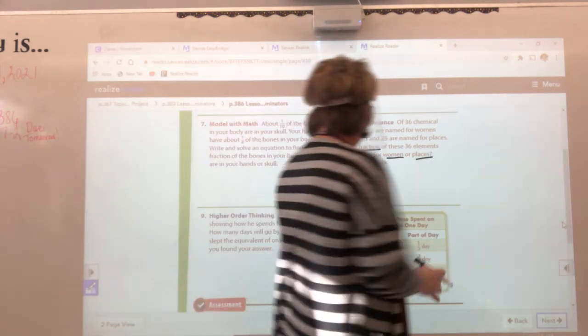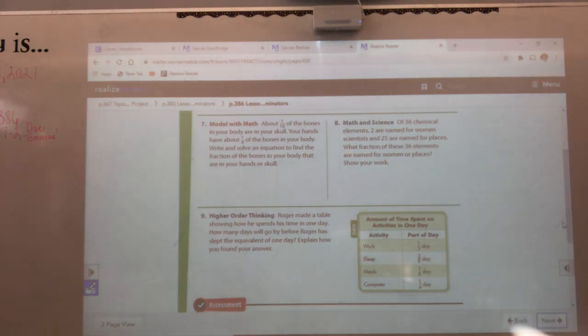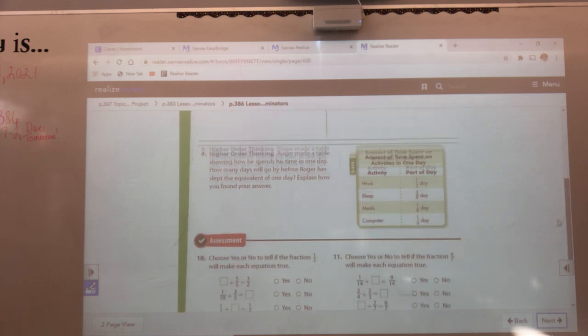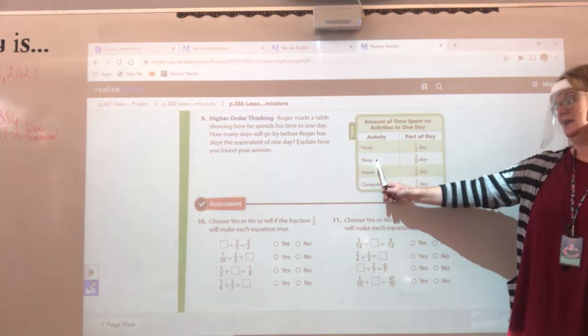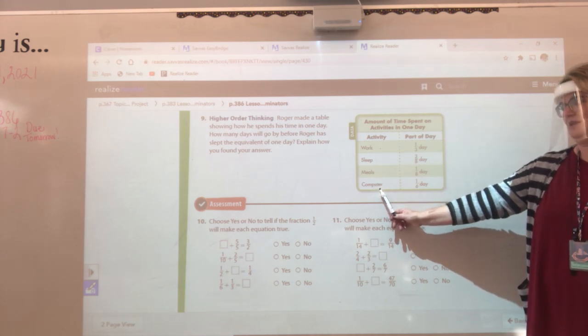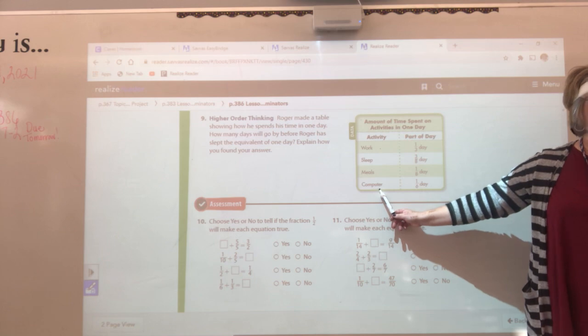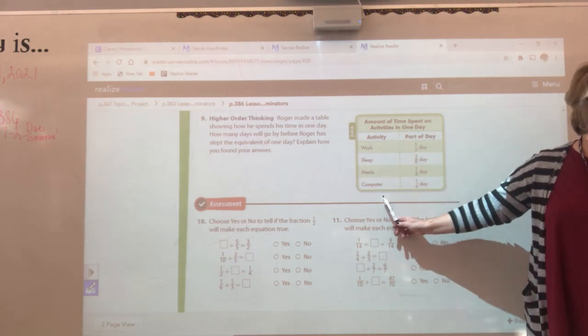Okay, last one, number 9. Roger made a table showing how much he spends his time in one day. Look over at that table. What does he do in one day? What does he do first? He works, he eats meals, and he works on his computer. So these are the things he does in one day.